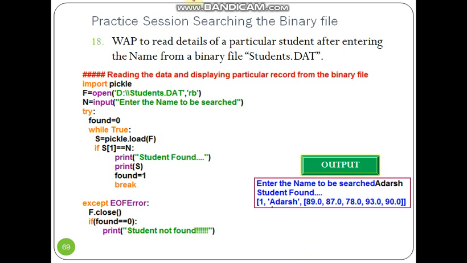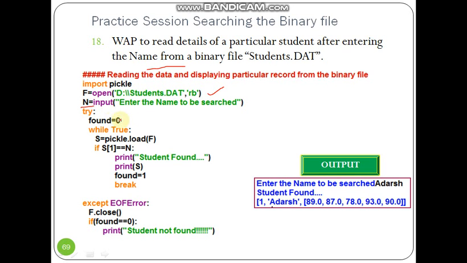Now let's see the next program, to search based on name. The name may be a single name, or you can make changes to the program so that multiple names can be found. In that way also you can change the program. So here also we are opening the file for read purpose, read binary, RB. Then we are entering the name into N.